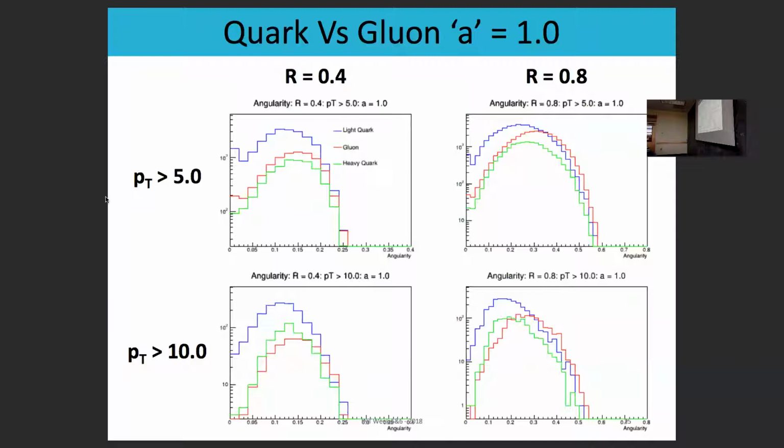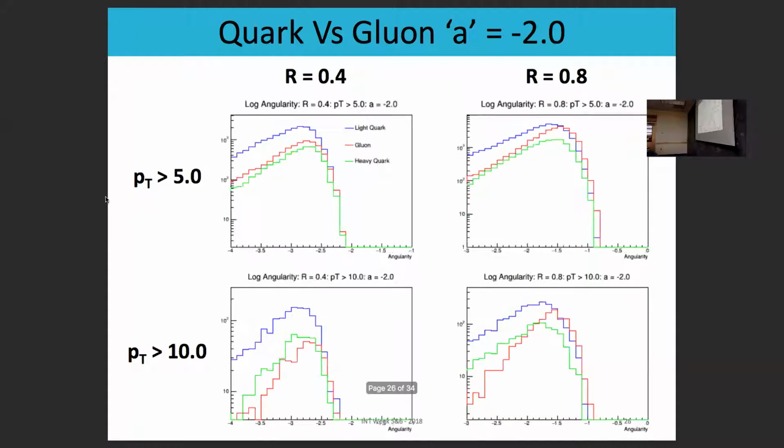Now the curves are for light quarks in blue, gluons in red, and then I separated out heavy quarks as well. And you do see some separation. It's not huge, but there is some there. This is for an A of 1. For an A of -2, now plotted as the log of the angularity so you can see a little better, it's the same kind of story.